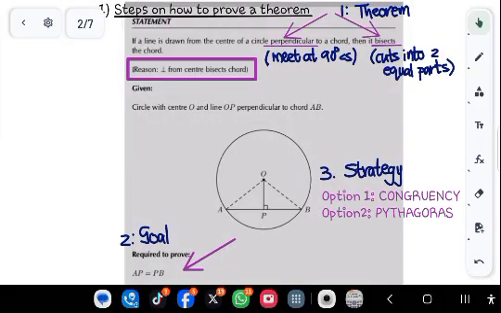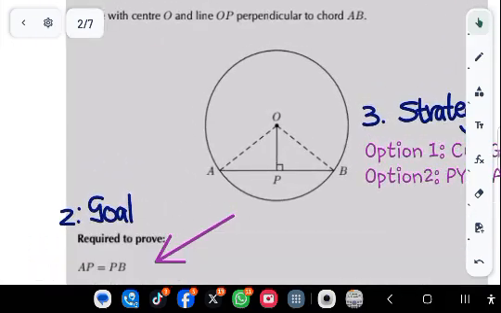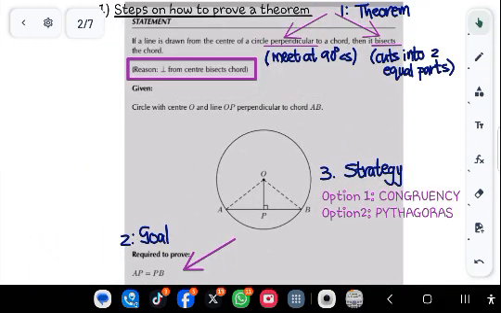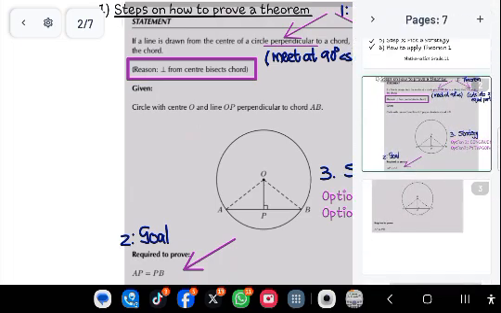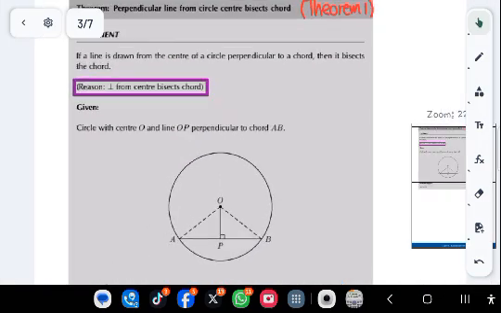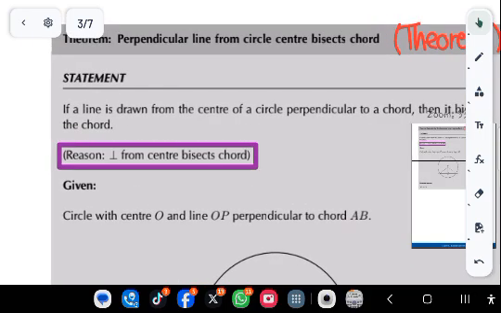So in summary, these are the 3 steps on how to prove a theorem. Number 1, know the theorem. Number 2, what is the goal? What are you required to prove? And number 3, what strategy are you going to use to get to the goal, which is what you are required to prove? That's a simple 3-step process on how to prove a theorem. Now let's look at theorem number 1. The reason for this video, let's do a deep dive.